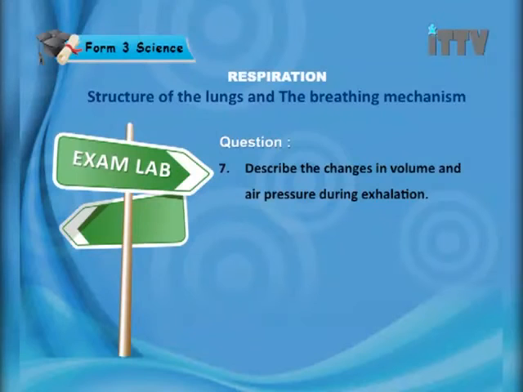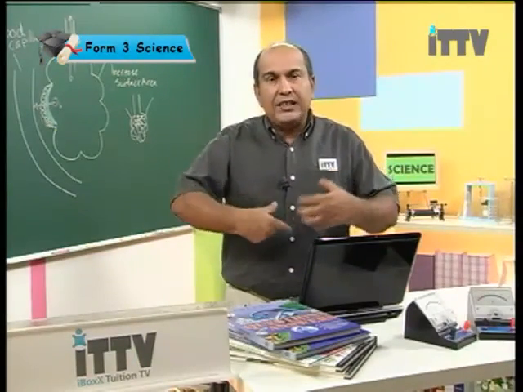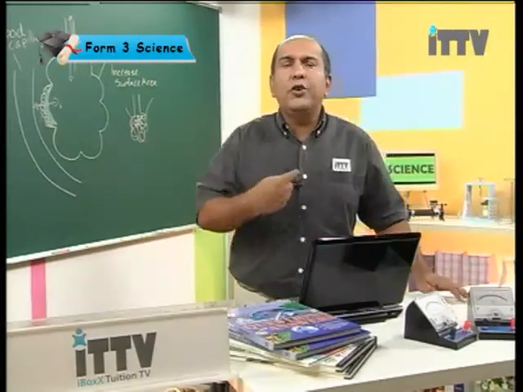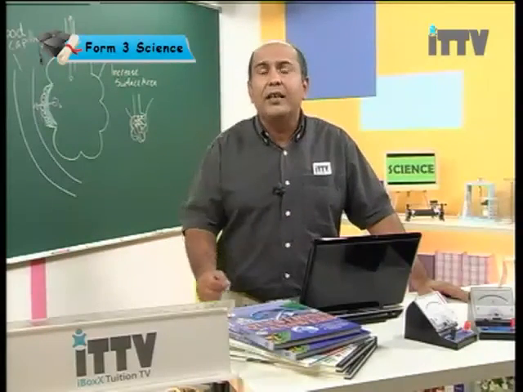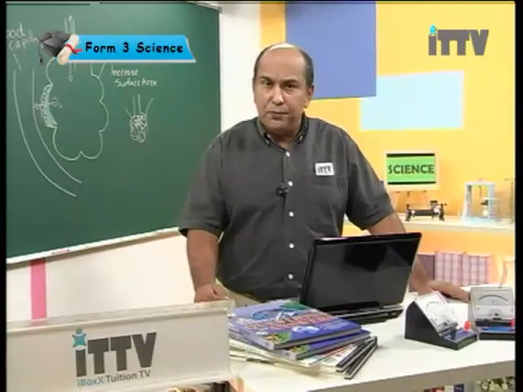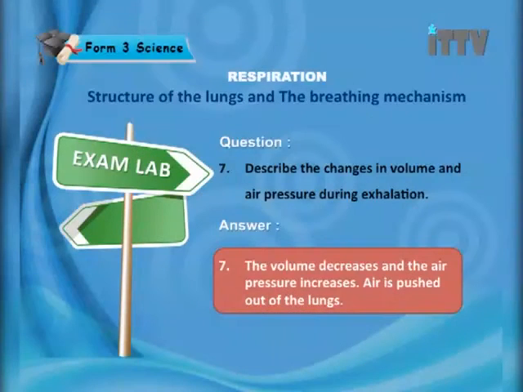Describe the changes in volume and air pressure during exhalation. Now in exhalation, we want the air to come out. This means the air pressure inside must be higher than the pressure outside. How do you create high pressure inside your thoracic cavity? What do you need to do to the volume? Have you written your answer down? Let's have a look. The volume decreases and the air pressure increases. Air is pushed out of the lungs.